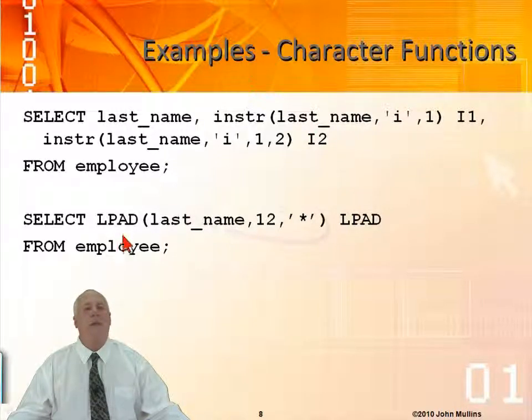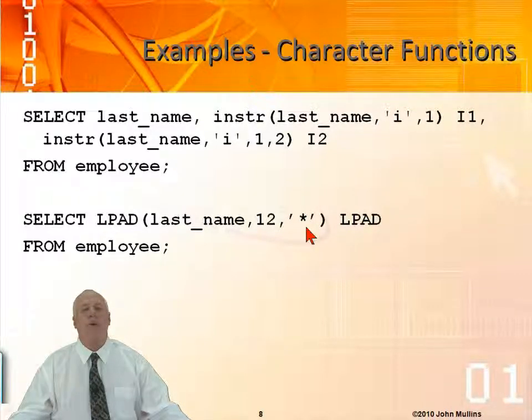Okay, now the second example here is an example of using the left pad. Again, our character string is last name, and the next item in our list as far as parameters goes, this is how long we want or expect the last name field to be. So we're expecting it to be 12 characters. Now what happens here is, if the last name is less than 12 characters, we're going to pad it on the left with an asterisk.